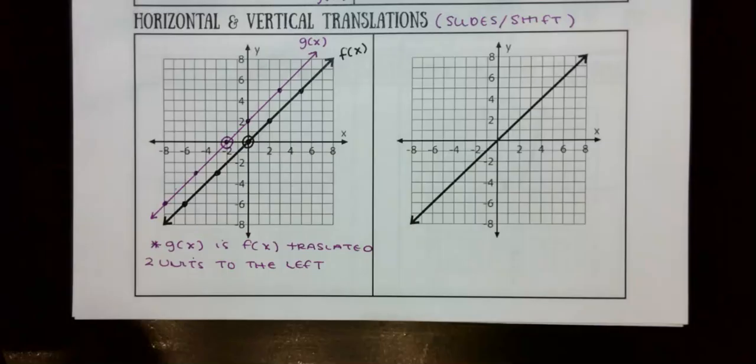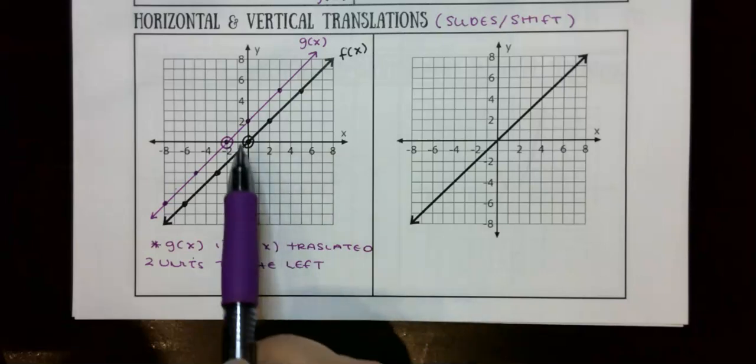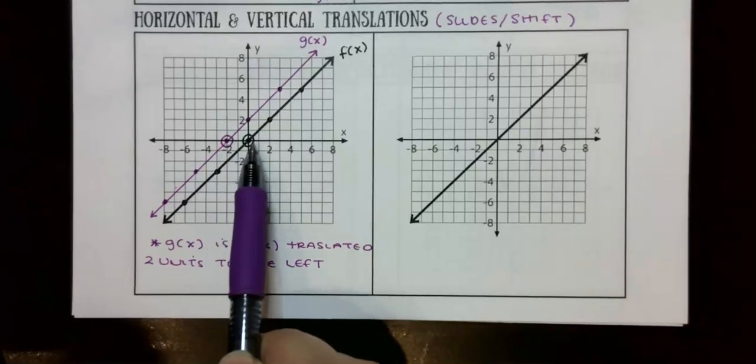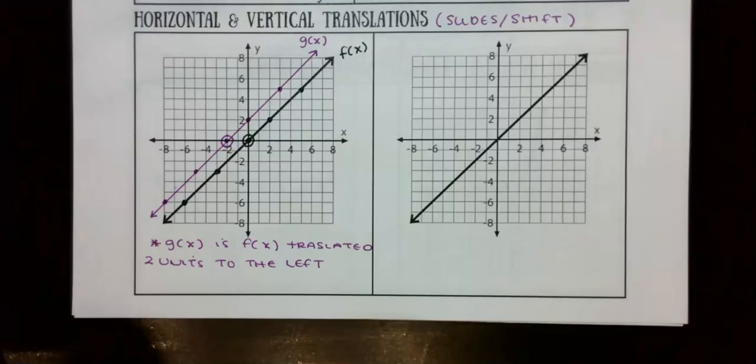All right, as you can see, I have my g of x, and I went ahead and wrote in that g of x is just f of x, translated, shifted, moved, whatever word you want to use, 2 units to the left. How do we know it was moved 2 units to the left? Well, look at the x-axis and notice that this x-intercept is 2 units to the left of the original parent function.